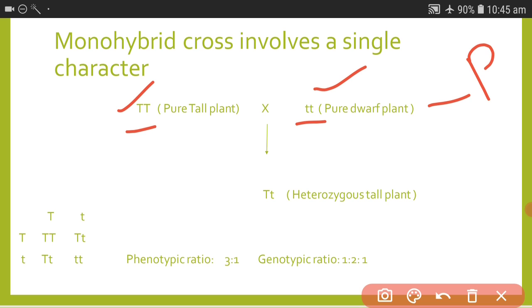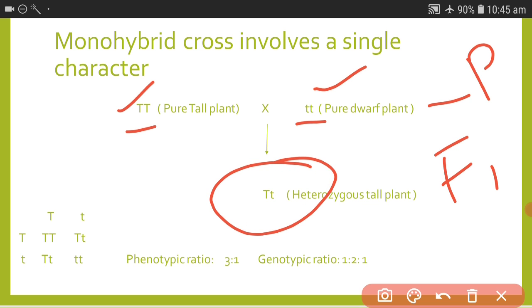If these two plants are crossed with each other, then the F1 generation appears. In the F1 generation, you observe that the plants formed are all tall in nature. Externally, they are all tall plants in the F1 generation, but they are heterozygous tall plants. What does heterozygous tall plant mean? You observe here, in the parental generation, this is a pure tall plant. This is a homozygous tall plant where two alleles are similar, that is capital T.